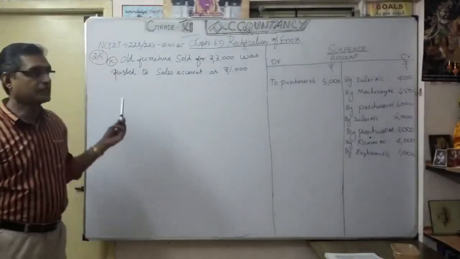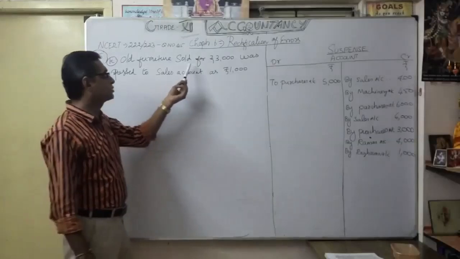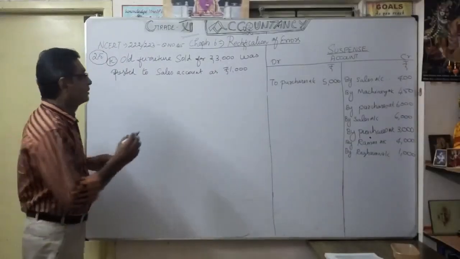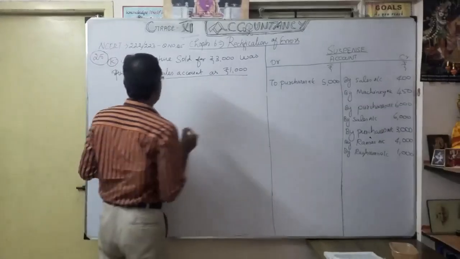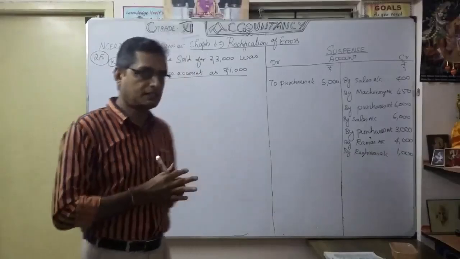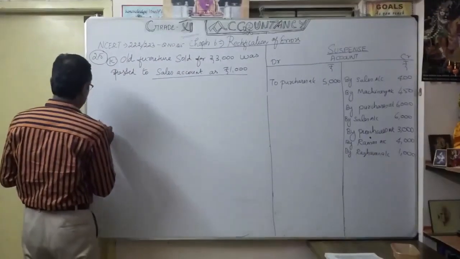So now let's see the K. Old furniture sold for 3,000 was posted to sales account 1,000. That means what? Actually, we disposed the old furniture. So what is the correct entry? You can understand very clearly.